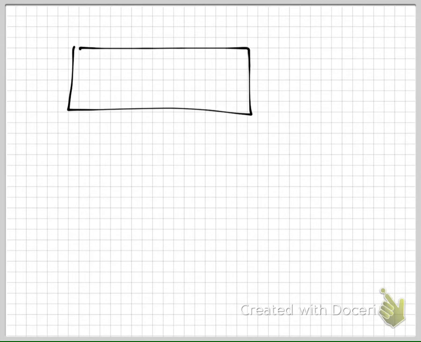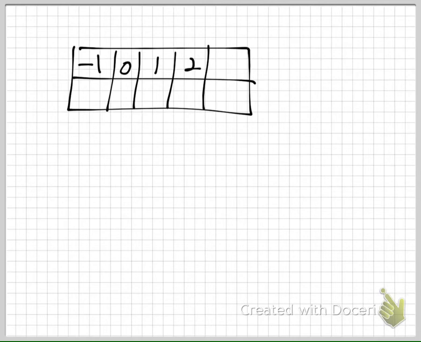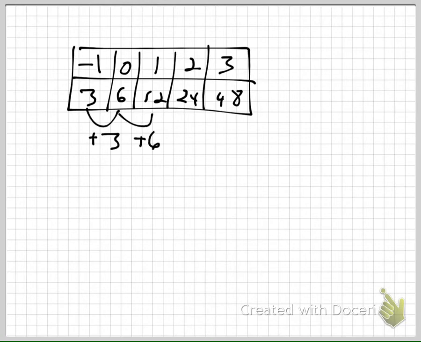Let's try, okay. What about -1, 0, 1, 2, 3, and 3, 6, 12, 24, 48. Here we go. First thing we're going to do is try to see if it's a linear function. Is it linear? Well, let's see. This is plus 3, this is plus 6. Boom, I'm done. No, right?